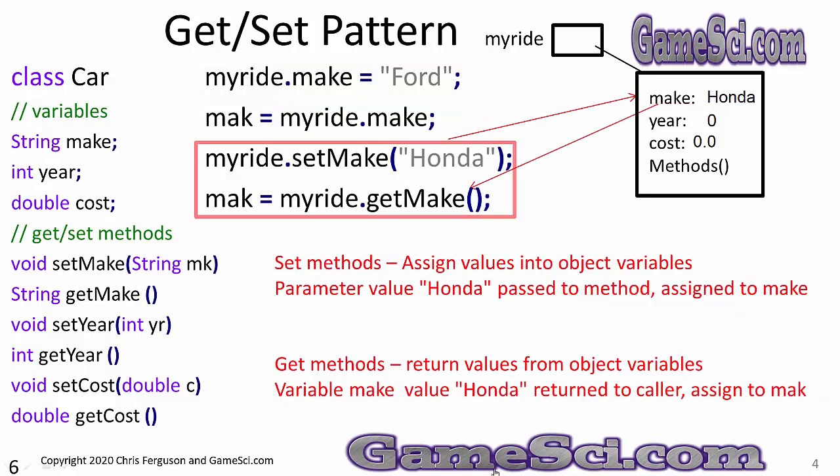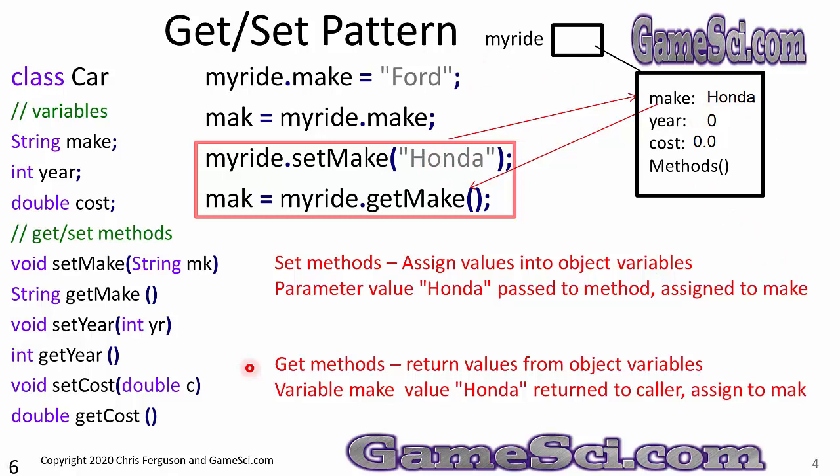And that's what I mean by redundant code. These two lines of code basically do the same thing as the previous two lines of code. They both insert data into the object and extract data from the object. What do set methods do? They assign values into object variables. The parameter value Honda is passed to the method and assigned to the make variable. If you look at this myride.setMake here, go to the myride reference variable, the dot says go inside of it, and run the method setMake. SetMake will take this Honda and put it in the make variable, and that's why it overrode the value Ford that was in there before.